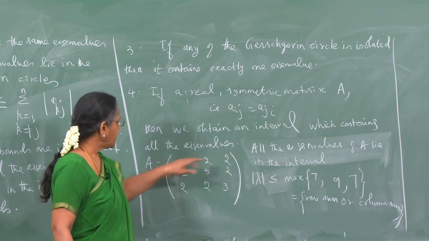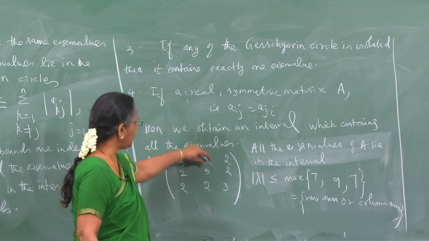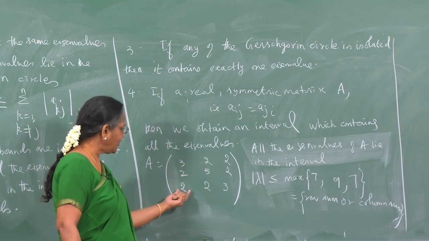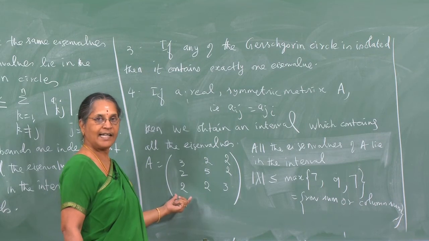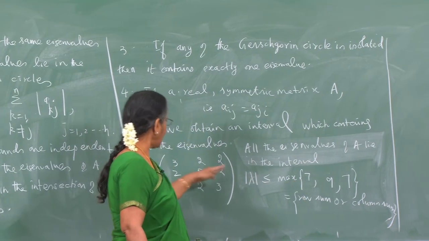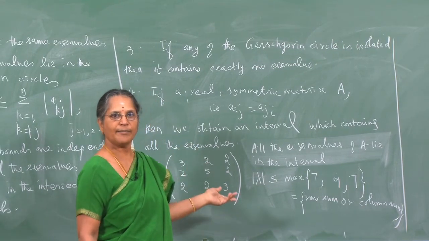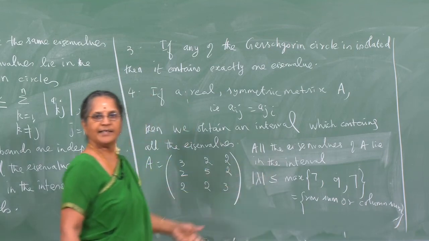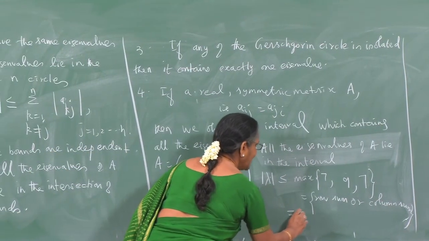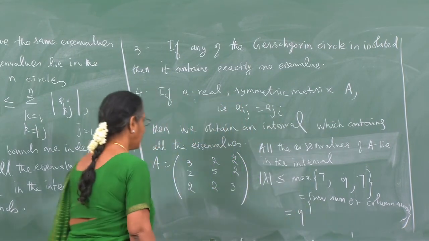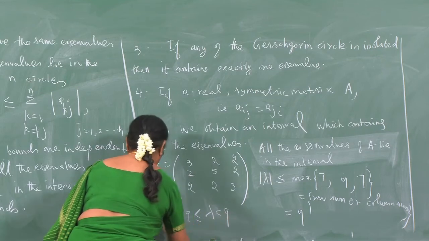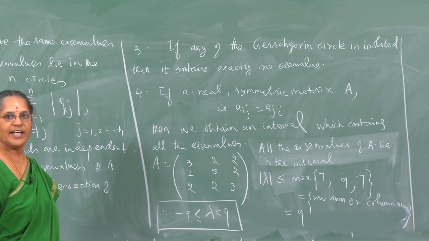So, take the entries in the first row and compute the absolute value of each of the entries and add them, or take the entries in the first column and compute the absolute value of the entries and add them, then you get the value to be 7. Do that for the second row and the third row, or the second column and the third column. Which theorem have I applied? I have used Gershgorin's theorem. So, I obtain mod lambda less than or equal to 9, and therefore lambda lies between minus 9 and 9. This is what Gershgorin's theorem says.